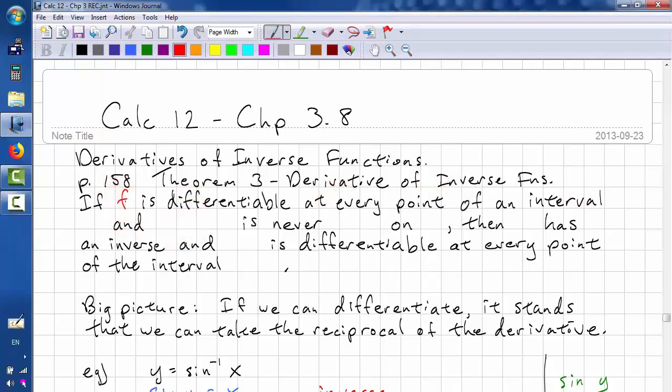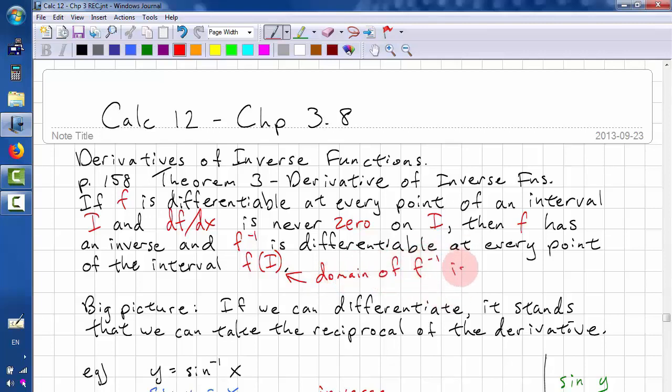If f is a differentiable function at every point of an interval I, and df/dx is never 0 on I, then f has an inverse, and the inverse is differentiable at every point on the interval f of I. So this means the domain of the inverse of f is f of I, because f of I will be the range of the function. And remember, we swap domain and range for the inverse function.